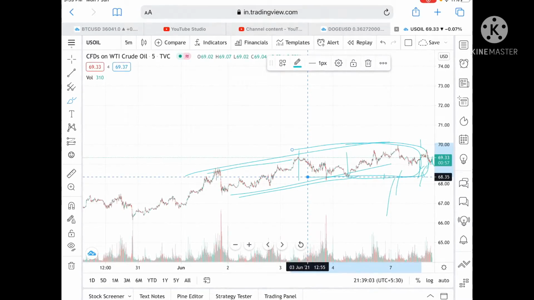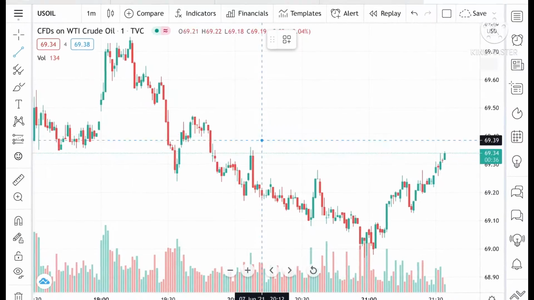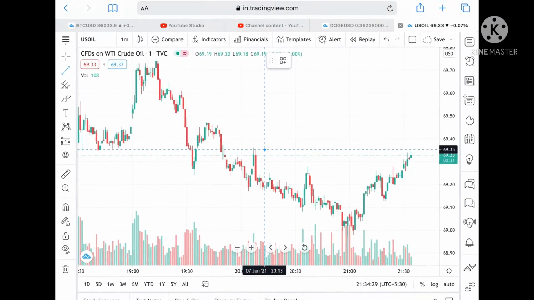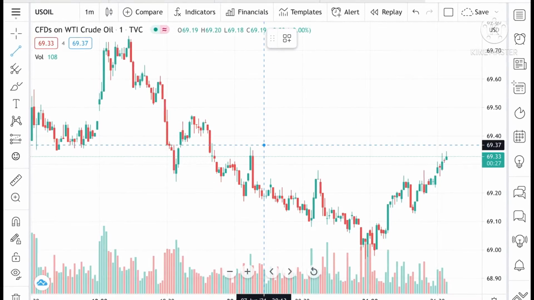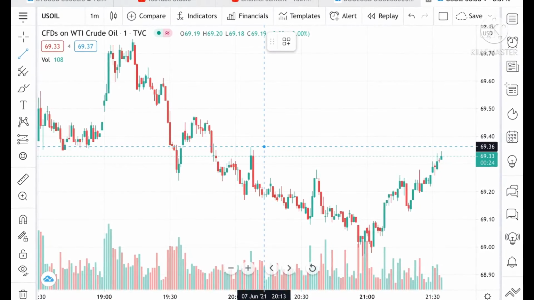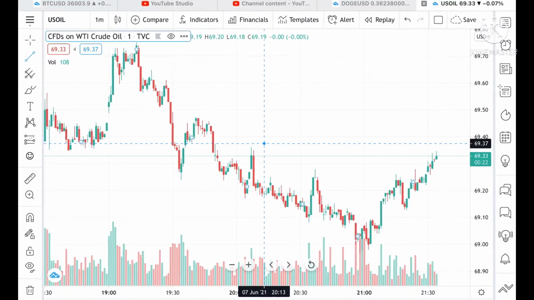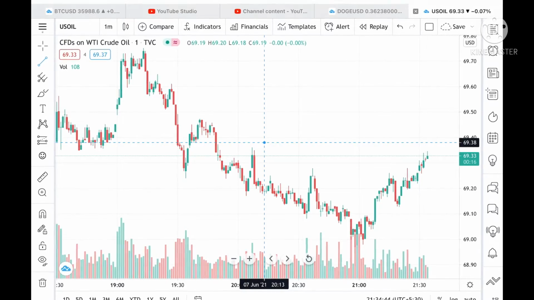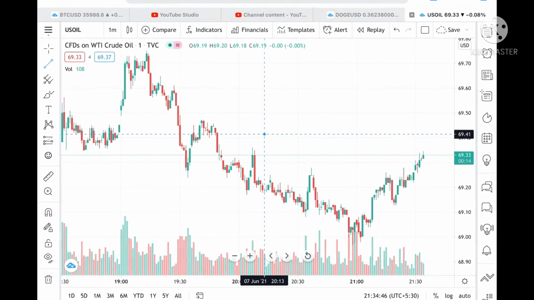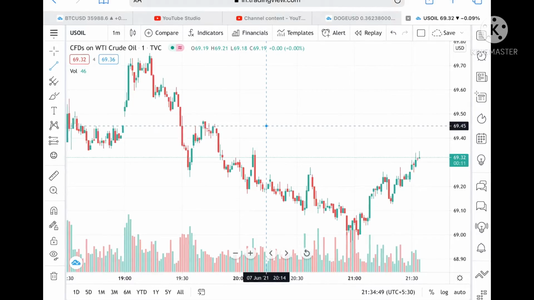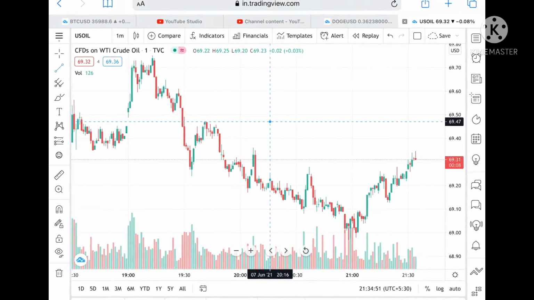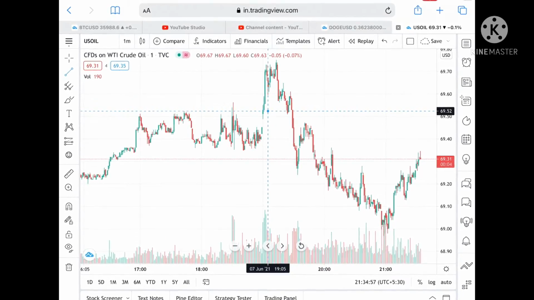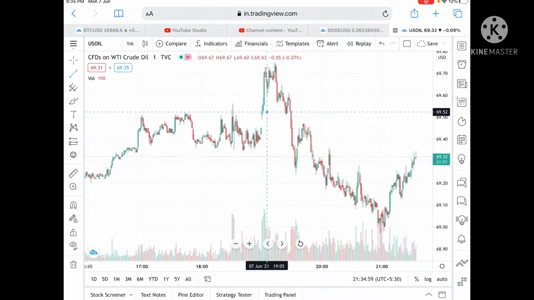This level of 69.34 is already crossed. Once 69.35 is crossed, then we can see a level of 69.36. Once 69.36 is crossed, then we can see 69.37, and from there 69.41, and from there 69.45, and then it can touch a level of 69.52. If we look at a 1 year chart, it's already at a high level.